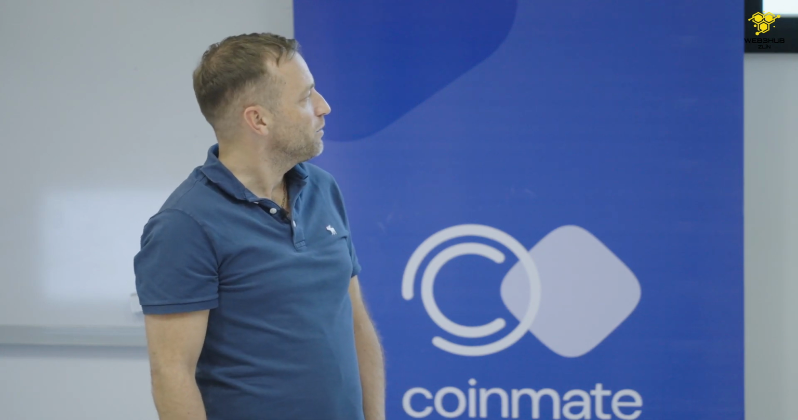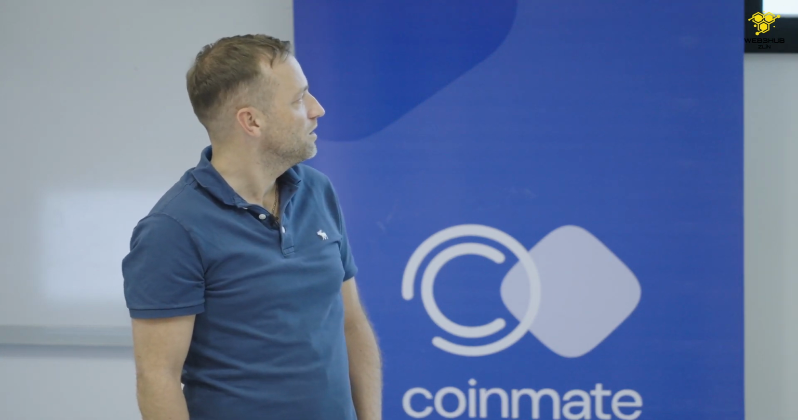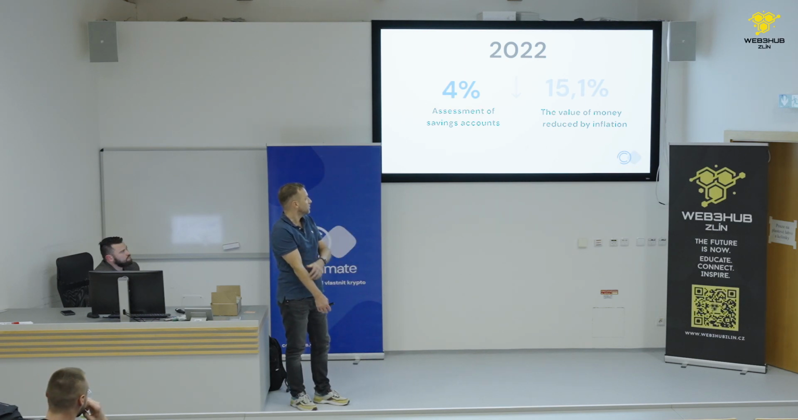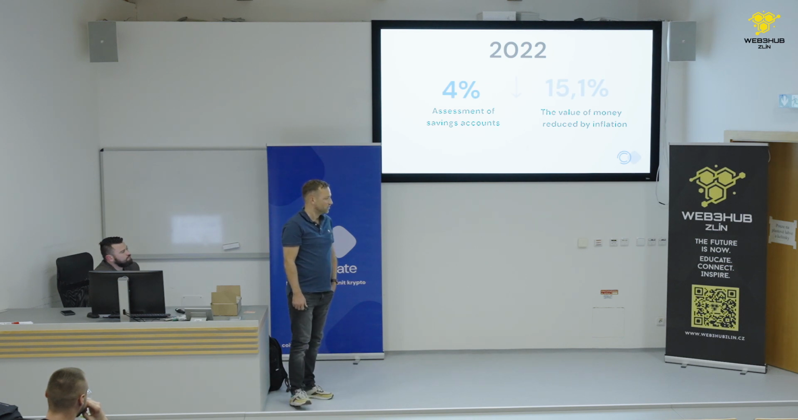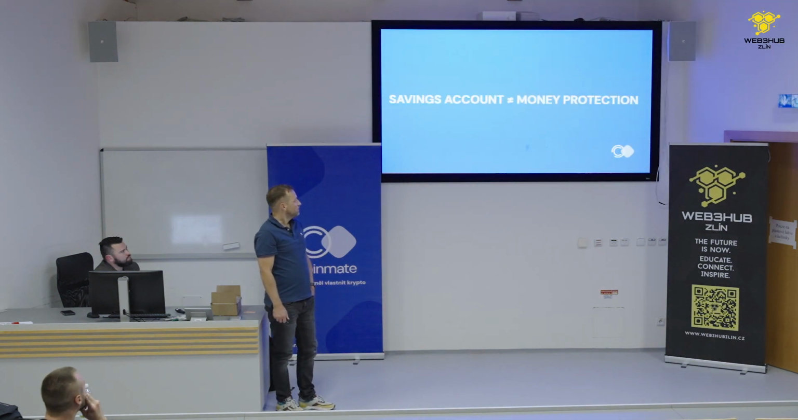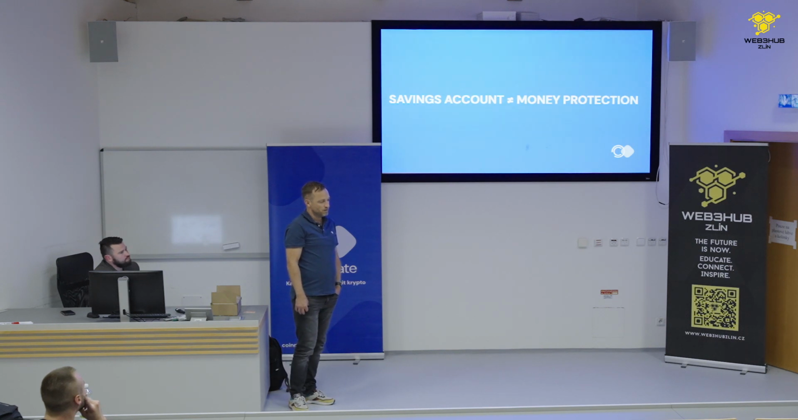So what can we do about it? One solution is to use a savings account, but that's not a real solution, because it's illustrated here that a standard savings account can give you a yield of about 4%, whereas the inflation in the Czech Republic last year was 15%. So you're losing even if you have money in your savings account. So the only solution for having some savings is to invest.